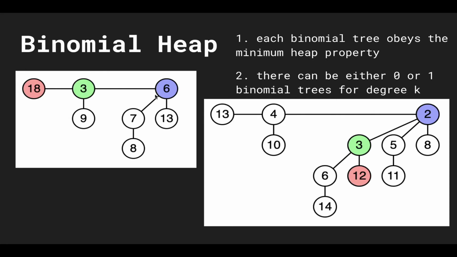As long as for each tree in the binomial heap, for each binomial tree, all we care about is that it satisfies the minimum or maximum heap property. So both of these satisfy that, and both of these satisfy the second property, where there can only be 0 or 1 binomial trees for a specific degree k. So here we have degrees 0, 1, 2, and here 0, 1, 3.